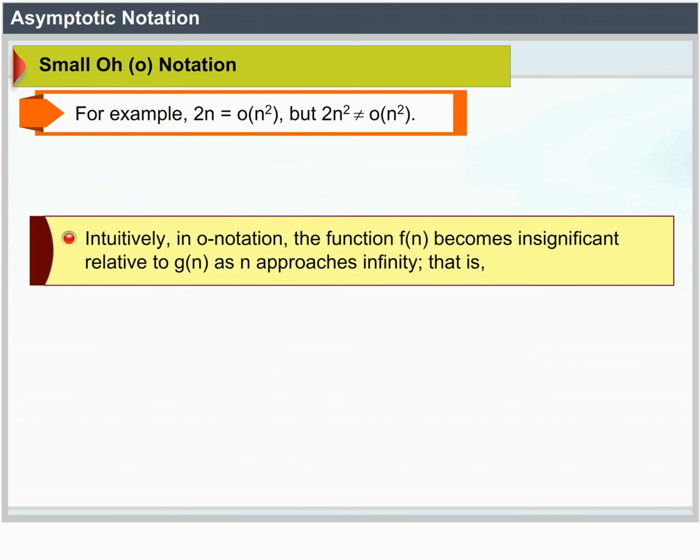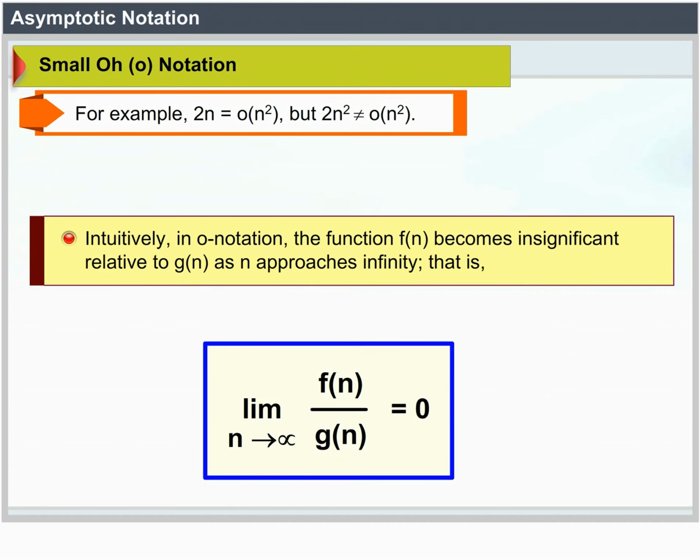Intuitively, in small o notation, the function f(n) becomes insignificant relative to g(n) as n approaches infinity. That is, the limit as n approaches infinity of f(n) over g(n) equals 0.